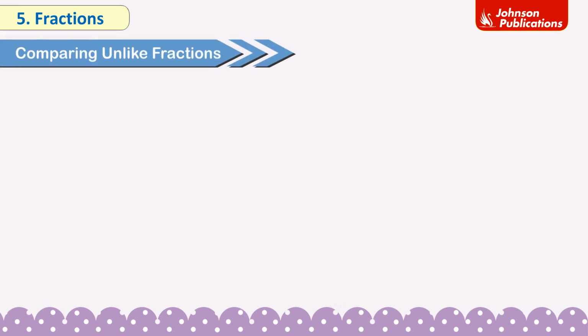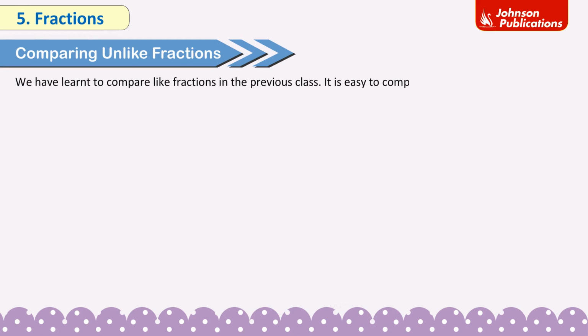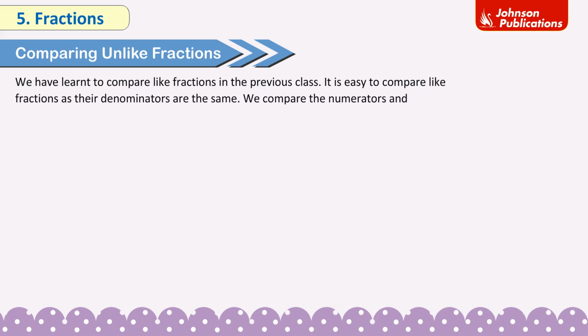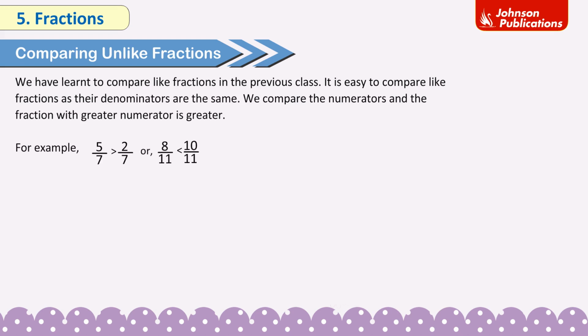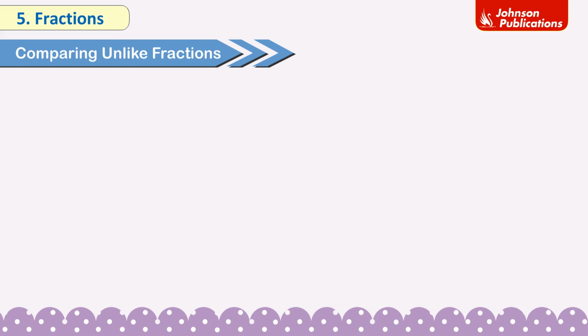Comparing unlike fractions. We have learned to compare like fractions in the previous class. It is easy to compare like fractions as their denominators are the same. We compare the numerators and the fraction with greater numerator is greater. For example, 5 by 7 is greater than 2 by 7, or 8 by 11 is lesser than 10 by 11. Fractions with same numerator.